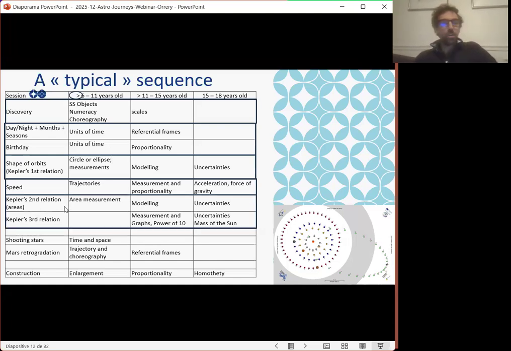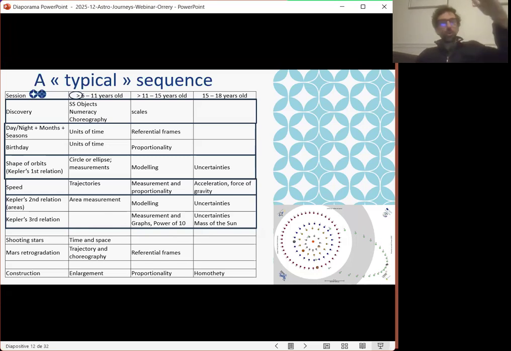And then, further, you can work on Kepler's relations. So even with younger students, you can still work on the measurement of area. You have the second relation of Kepler that can help for that. And otherwise, for older students, you can go for the three Kepler relations and have the powers of 10, the uncertainties in the measurement, the mass of the sun and so on.